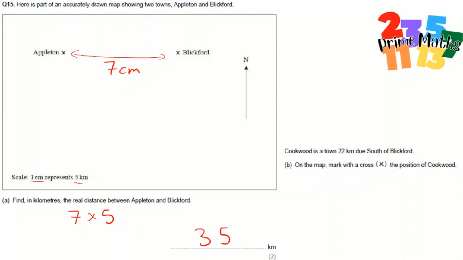For part B, we had to mark a cross that was 22 kilometres south of Blickford. The first thing you need to do was 22 divided by 5, so you knew you were drawing your cross 4.4 centimetres below Blickford. So 4.4 centimetres below Blickford, it had to be directly south, and this must measure 4.4 centimetres.